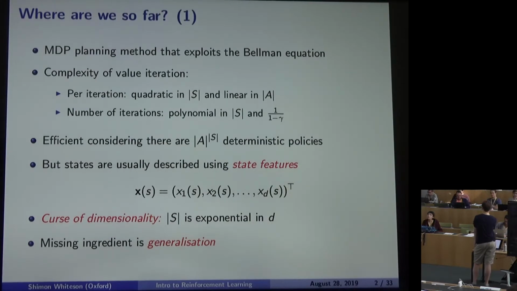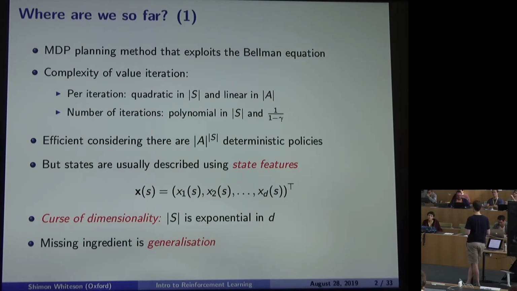So let's start by reviewing a little bit where we are so far. We talked about a planning method for Markov decision processes that exploits the Bellman equation. One such algorithm was value iteration. Remember, value iteration takes the Bellman optimality equation and turns it into an update rule, and in this way iteratively refines estimates of the optimal value function that are stored in a big table.